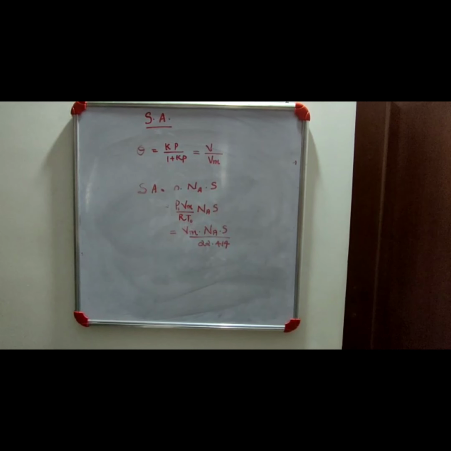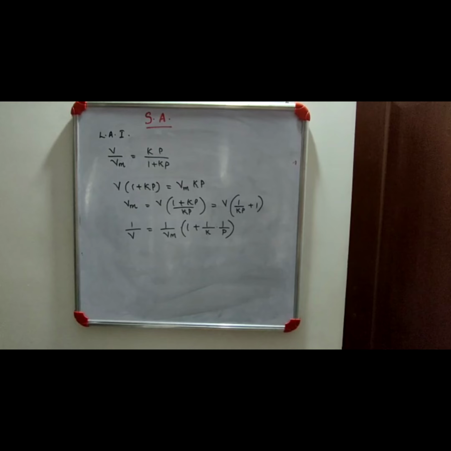And the value of Vm can be obtained either from Langmuir adsorption isotherm or from the Bett equation. Their graphical representation will give the value of Vm. According to Langmuir adsorption isotherm, V by Vm equal to Kp by 1 plus Kp. We can cross multiply this equation, and on simplification we will get an equation like 1 by V is equal to 1 by Vm into 1 plus 1 by Kp. Then we can plot a graph, and from this graph the y-intercept is 1 by Vm, and from this Vm can be calculated, and this again can be used to calculate the surface area.